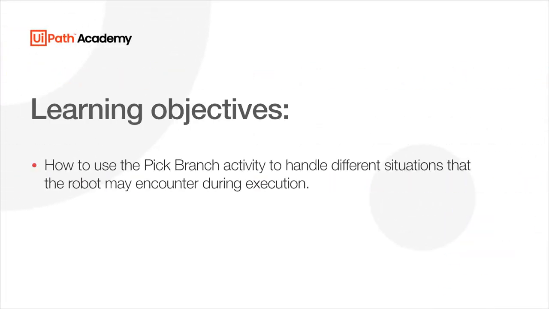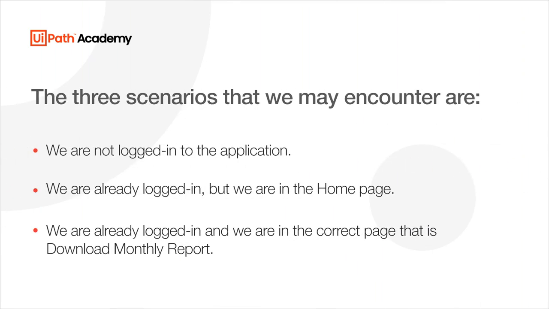In this demo, we'll learn how to use the pick branch activity to handle different situations which the robot may encounter during execution. Our use case for this demo is to explore the 3 different situations that we may encounter while downloading the monthly report from the Acme website.